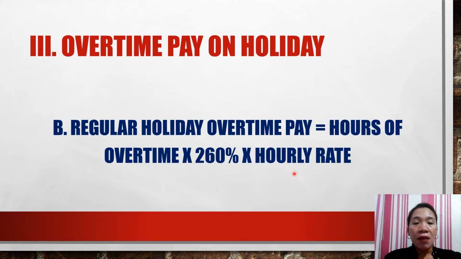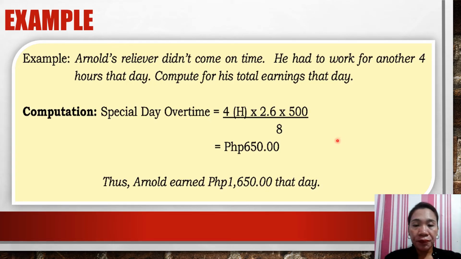Next, he also has overtime. So, the computation of his overtime is: regular holiday overtime pay equals hours of overtime times 260% times the hourly rate. It goes like this. Arnold's reliever did not arrive. Guards cannot leave their post until their reliever arrives. Because his reliever did not arrive, he had to work for another 4 hours that day.